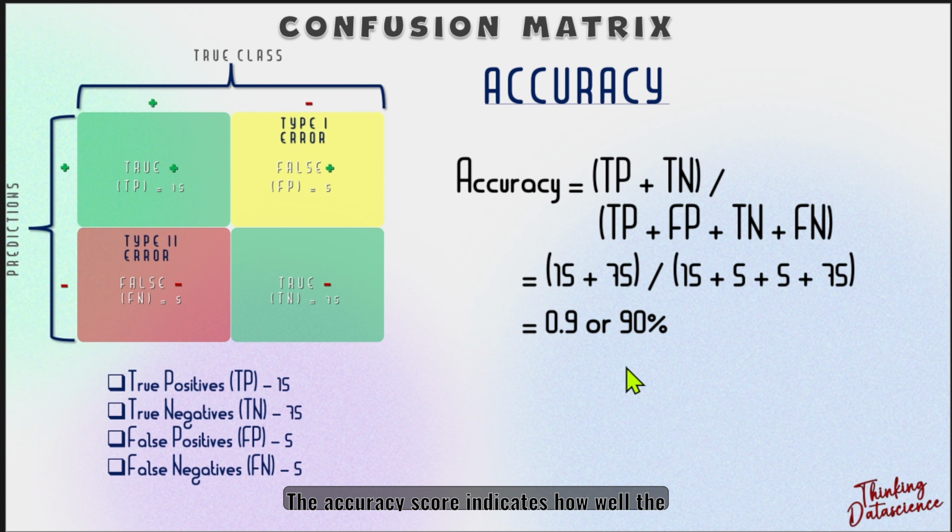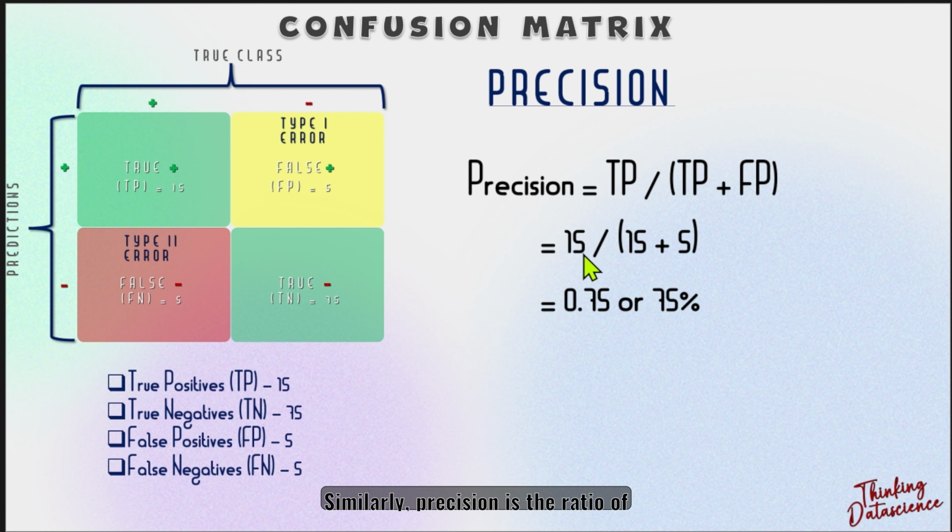The accuracy score indicates how well the model performs overall in terms of correctly classifying the samples. However, accuracy alone may not provide a complete picture of the model's performance, especially when dealing with imbalanced data. Similarly, precision is the ratio of correctly predicted positive instances to the total predicted positive instances. Precision measures the portion of true positive predictions among all positive predictions. So in other words, precision tells us how many of the positive predictions made by the model were actually correct. It is a useful metric to evaluate the accuracy of a model in scenarios where false positives carry a high cost such as medical diagnosis or fraud detection.